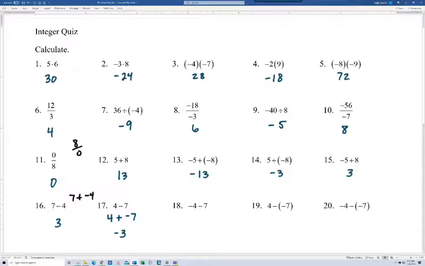On number 18, -4 minus 7 becomes -4 plus -7. So here we're adding two negatives, so we're going to add 4 and 7 to get 11, and use the sign of the two numbers. 19 becomes 4 plus +7, and of course that's 11. And number 20 becomes -4 plus +7, and so we're going to subtract 7 minus 4, which is 3, and use the sign of the 7, so our answer is +3.